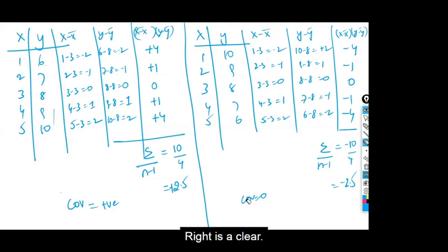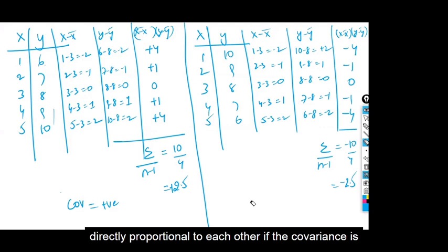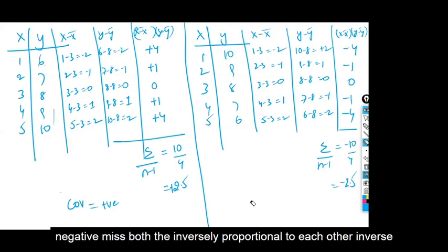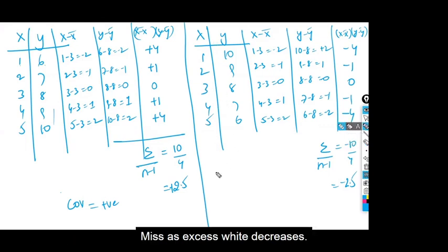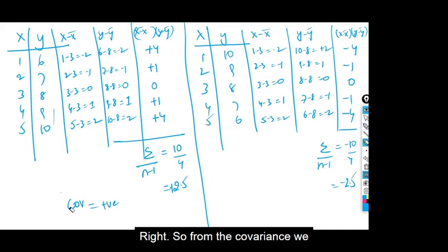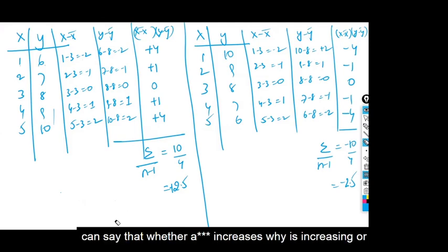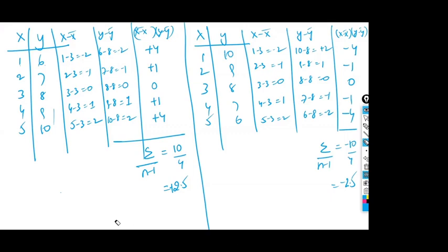Right? Is that clear? If the covariance is positive, both are directly proportional to each other. If the covariance is negative, both are inversely proportional to each other. Inverse means as x increases, y decreases. So from the covariance, we can identify whether as x increases, y is increasing, or as x increases, y is decreasing.